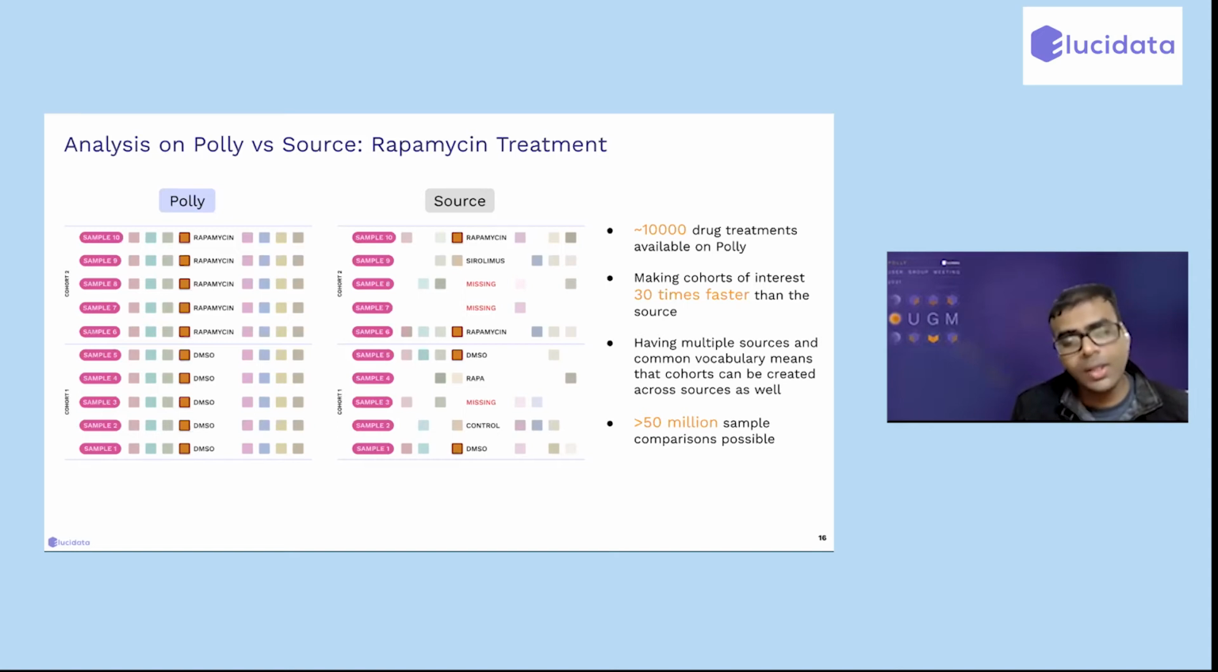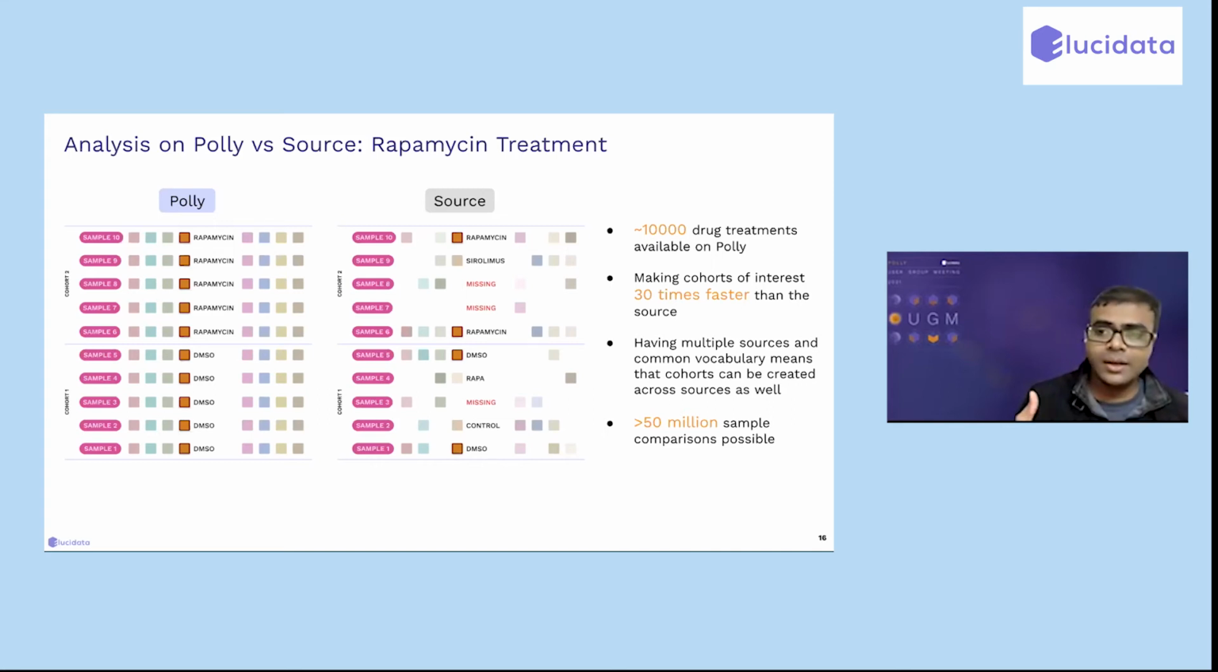But on Poly, you can basically make cohorts of rapamycin along with matched cohorts of, let's say, DMSO or any control treatment, and you should be able to do this across different sources very easily on Poly. And in our experience, this is 30 times faster than the source. For example, if it will take you a month to scout for data across different sources, it will just take you a day on Poly, right?